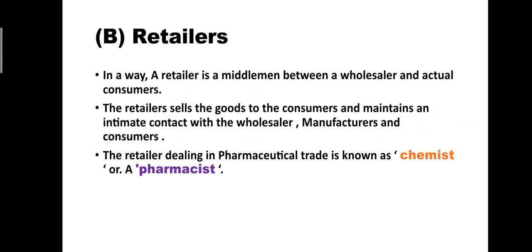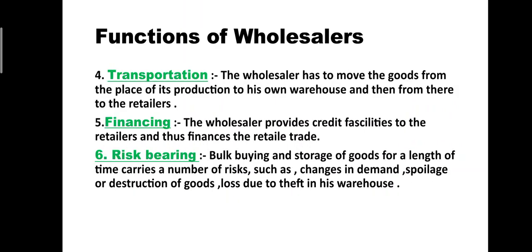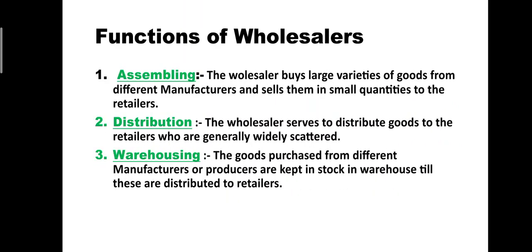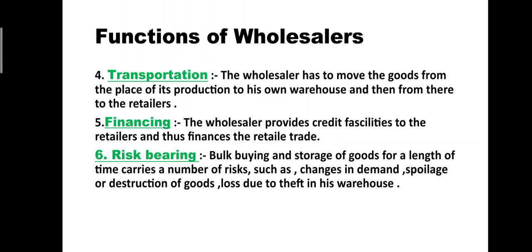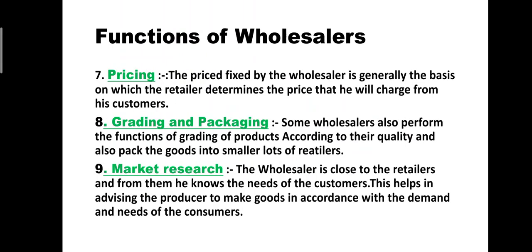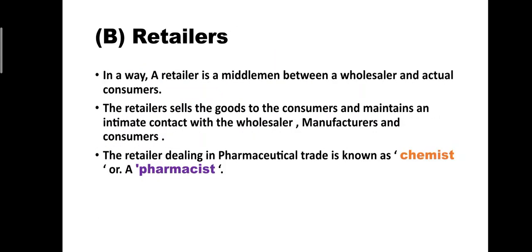These are the nine functions of a wholesaler: assembling, distribution, warehousing, transportation, financing, risk bearing, pricing, grading and packaging, market research, etc. Second main type, retailers. A retailer is the merchant middleman, or the second type of merchant middleman. In a way, a retailer is a middleman between a wholesaler and an actual consumer. What is a retailer? A retailer is a middleman between a wholesaler and an actual consumer.